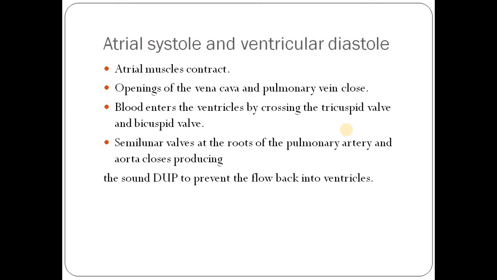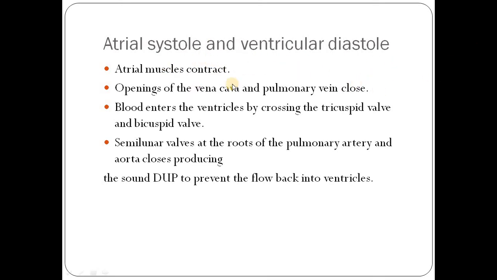By the end of atrial systole, that means by the time it ends its contraction, the ventricles are full and they enter ventricular systole. After that the auricles will relax and the ventricles will contract. This is actually the cycle. So now again we come back to atrial systole. The atrial muscles are contracting, the blood is full, and the openings are not allowing any more blood to enter, in both the right and left auricles.